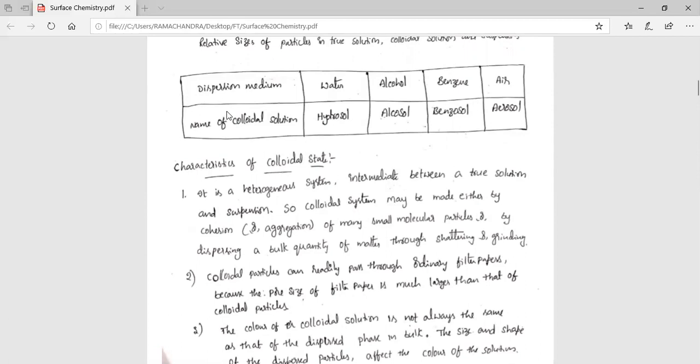Here we see the dispersion medium and the name of the colloidal solution. For example, if we take the dispersion medium as water, the colloidal solution is a hydrosol. With alcohol, an alcosol. Similarly, benzene, benzosol; air, aerosol.